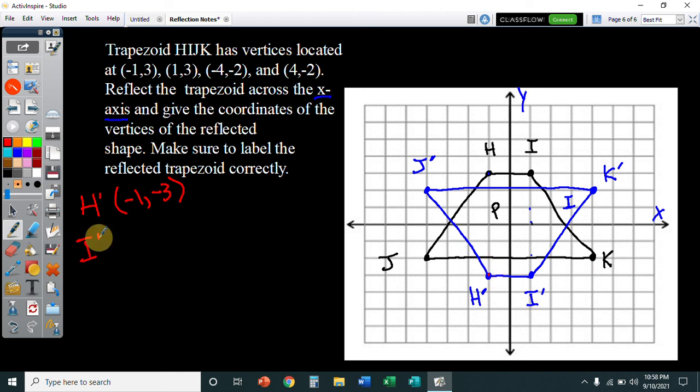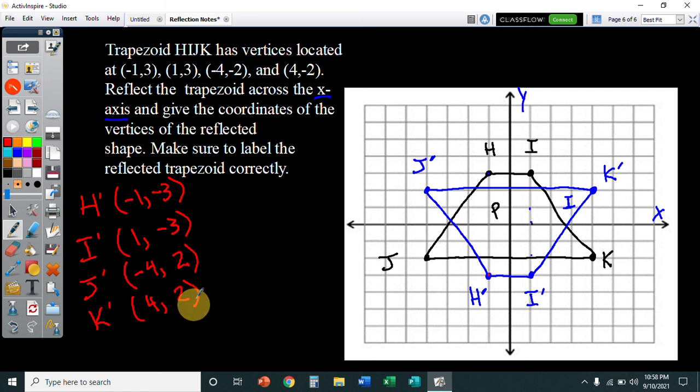I prime, x coordinate stays the same. So 1, y coordinate changes its sign. J prime, x coordinate stays the same. Y coordinate changes its sign. K prime, x coordinate stays the same. Y coordinate changes its sign.